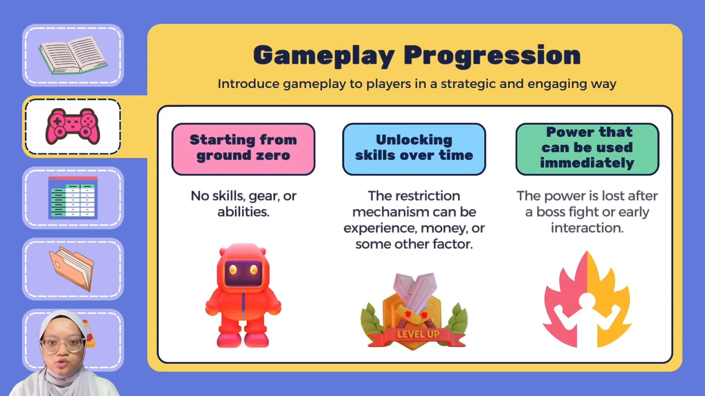Gameplay progression is used to introduce gameplay to the players in a strategic and engaging way. This can be done by letting the players start from ground zero, where they have no skills, gear, or abilities. Next, the player can unlock skills over time, and the restriction mechanism can be experience, money, or any other factor. The third is giving players power that can be used immediately, but the power is lost after a boss fight or early iteration.